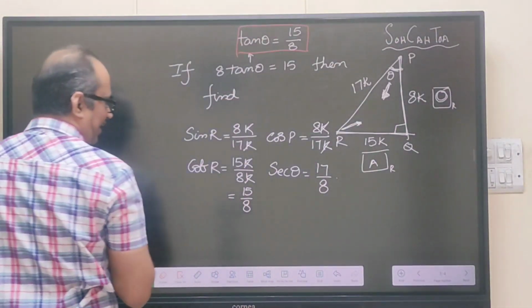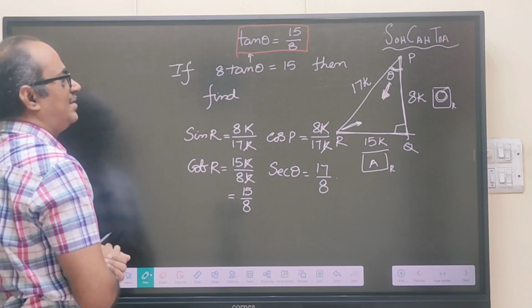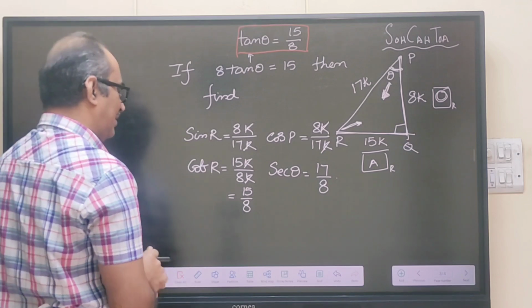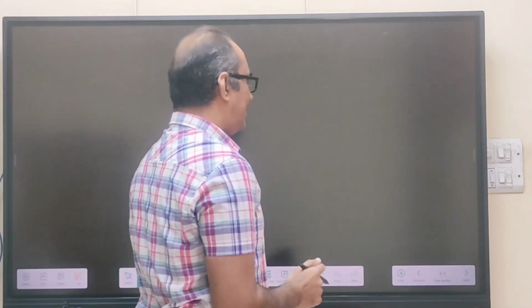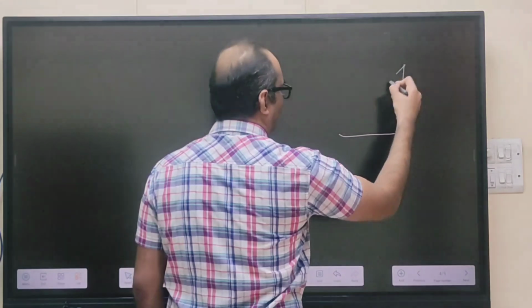Let us do one more example. After that, we will close this topic and this particular session. In the next session, we will go to trigonometric ratios of specific angles. One interesting problem we will do. Let me create one problem for you right now.